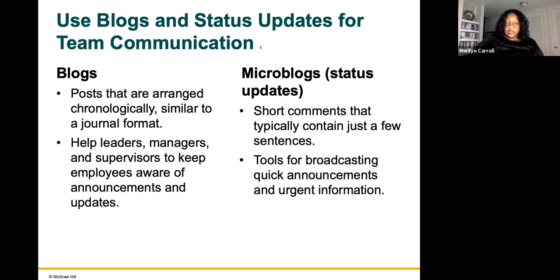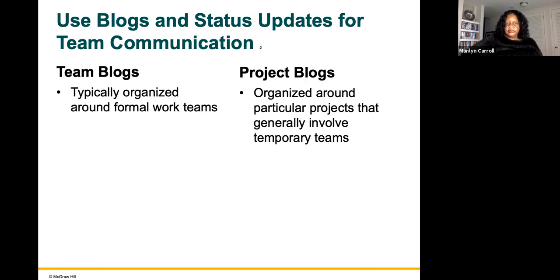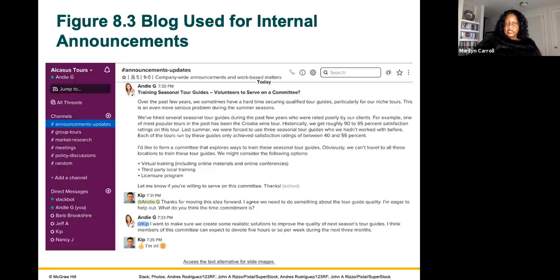And here's information on blogs versus microblogs. Blog posts are arranged chronologically, similar to a journal format, and help leaders, managers, and supervisors to keep employees aware of announcements and updates. Microblog status updates are short comments that typically contain just a few sentences, and are tools for broadcasting quick announcements and urgent information. Team blogs typically are organized around formal work teams, and project blogs are typically organized around particular projects that generally involve temporary team members.